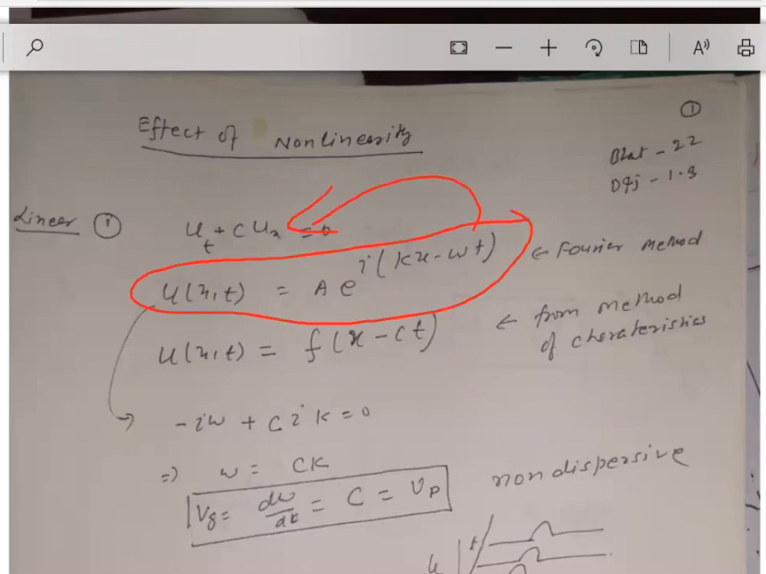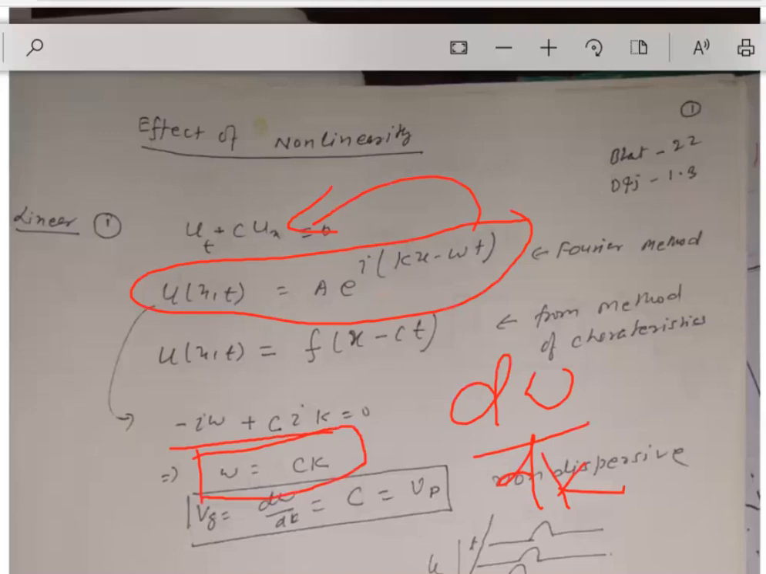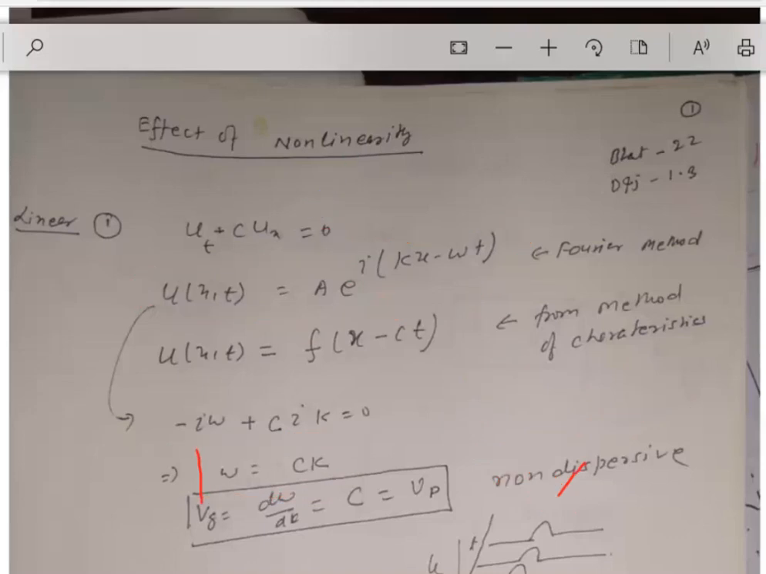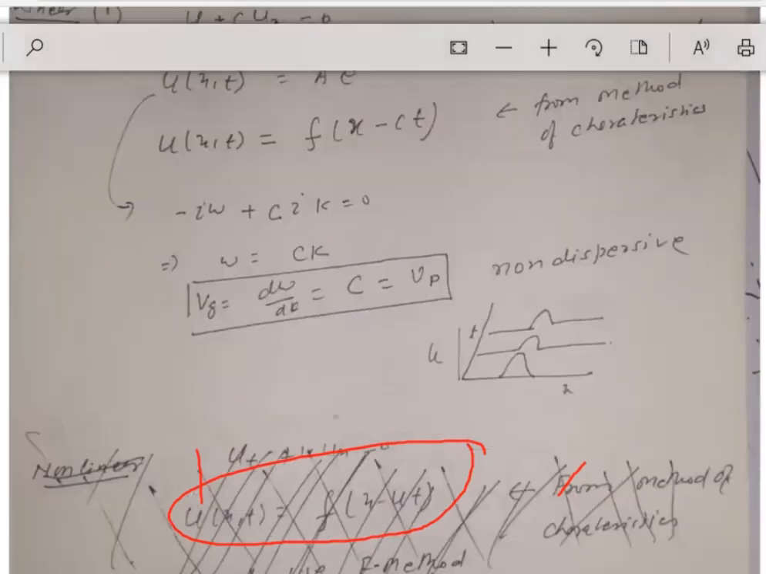So you will get this relation, and this ω is equal to ck. So dω/dk is nothing but the group velocity. If you calculate the group velocity, it comes out the same: phase velocity equals group velocity. So this is a non-dispersive equation. You take any wave and it will keep on going without any distortion.